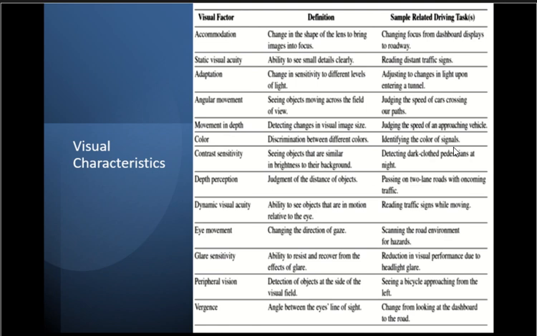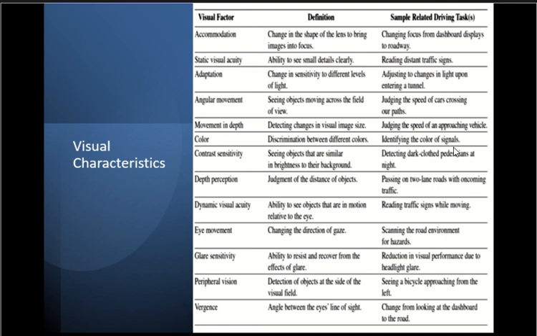Depth perception is detecting the distance of that object. You are going towards an object or an object is coming towards you. How far is it? For example, I am coming towards a signal. How far is the signal? The distance. That is called depth perception. So movement is related to speed and perception is related to distance. Then we have dynamic visual acuity.